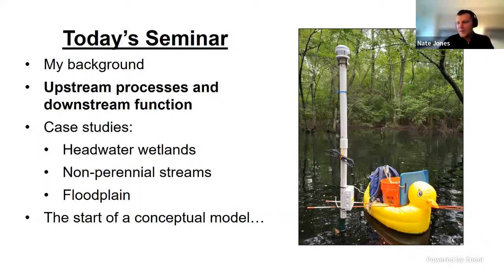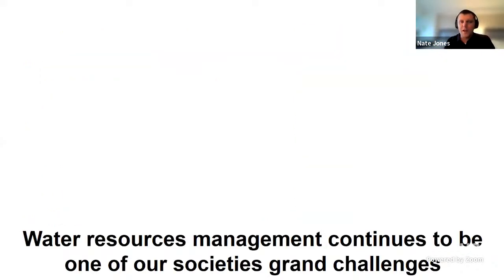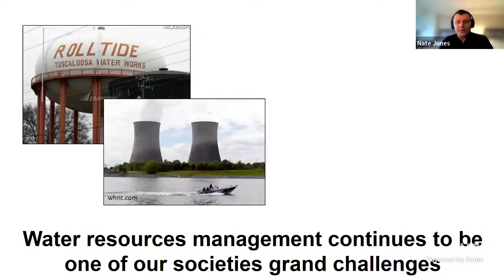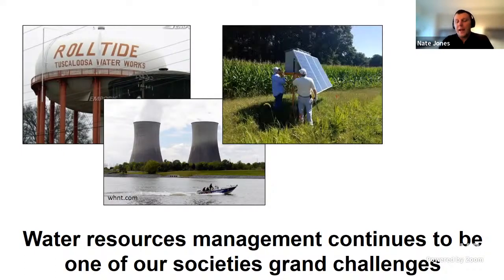So just to jump into the upstream processes and downstream function. Water resources management, I realize I'm kind of preaching to the choir here, continues to be one of these global large scale challenges we're working on as a community. Everything from water distribution and getting people clean drinking water. Even here in the US, delivering clean drinking water to especially our rural communities is still a challenge. Water is absolutely important for energy production and agriculture.